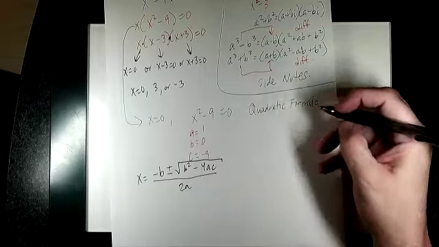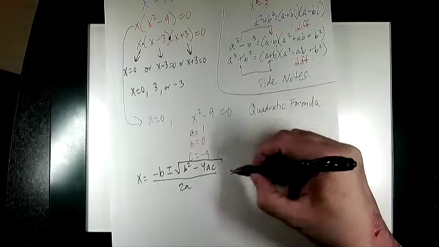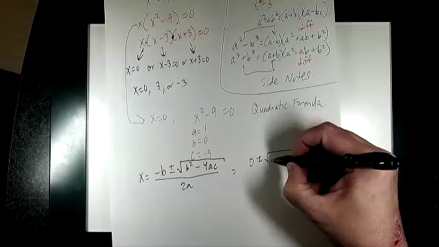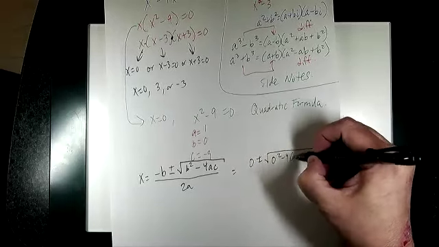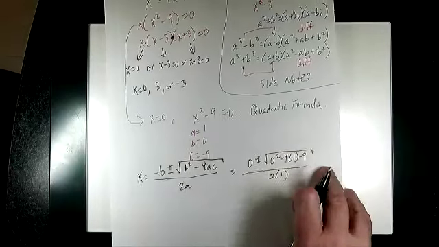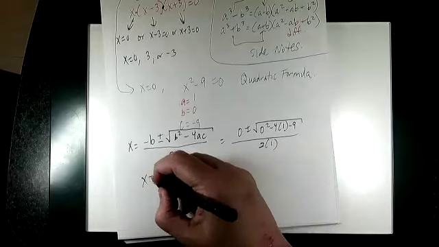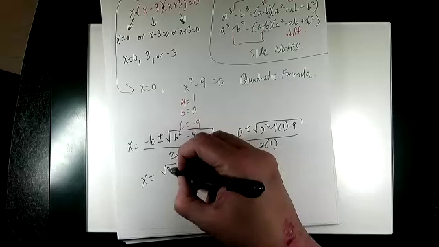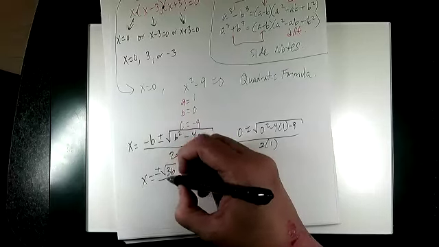So we're plugging stuff in: 0 plus or minus the square root of 0 squared minus 4 times 1 times -9, all over 2 times 1. X equals the square root of 36 over 2 with a plus or minus.